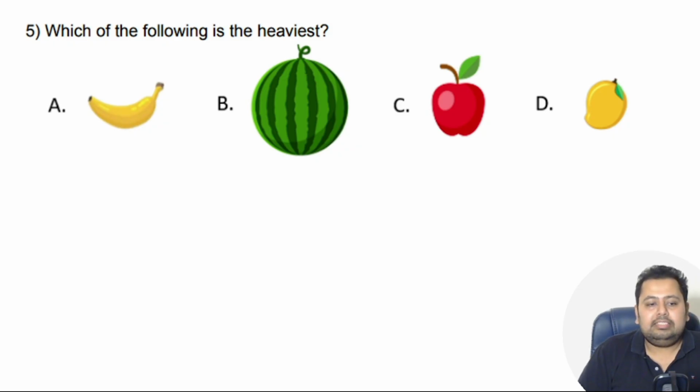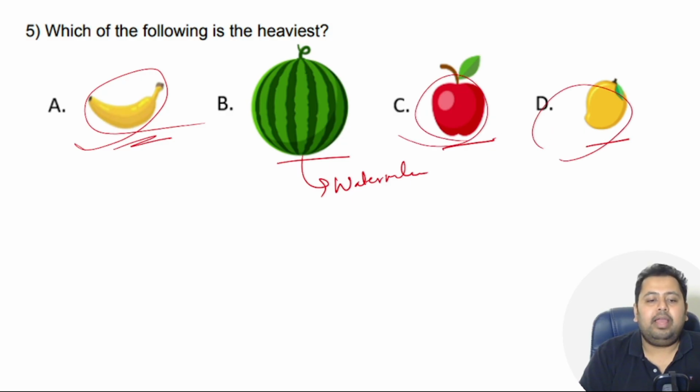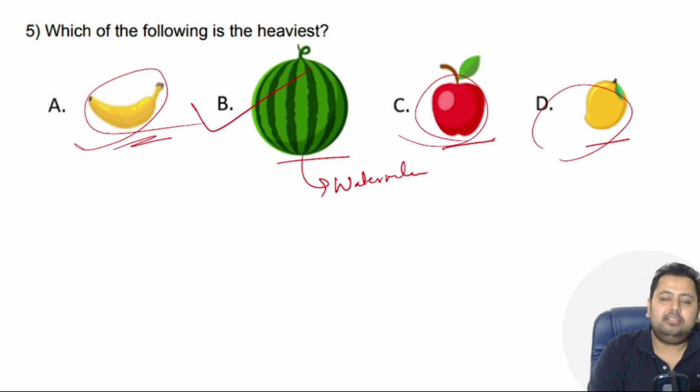Which of the following is the heaviest? So you have been given a banana over here, there's a watermelon, there's an apple, and there's a mango. Generally, which of these fruits is the heaviest? So among these 4 fruits, generally it's the watermelon that is the heaviest. It's heavier than banana, apple, and mango. So option B is the correct answer. Hope you got it correct. If you did, give yourself a star. And we move to question number 6 now.